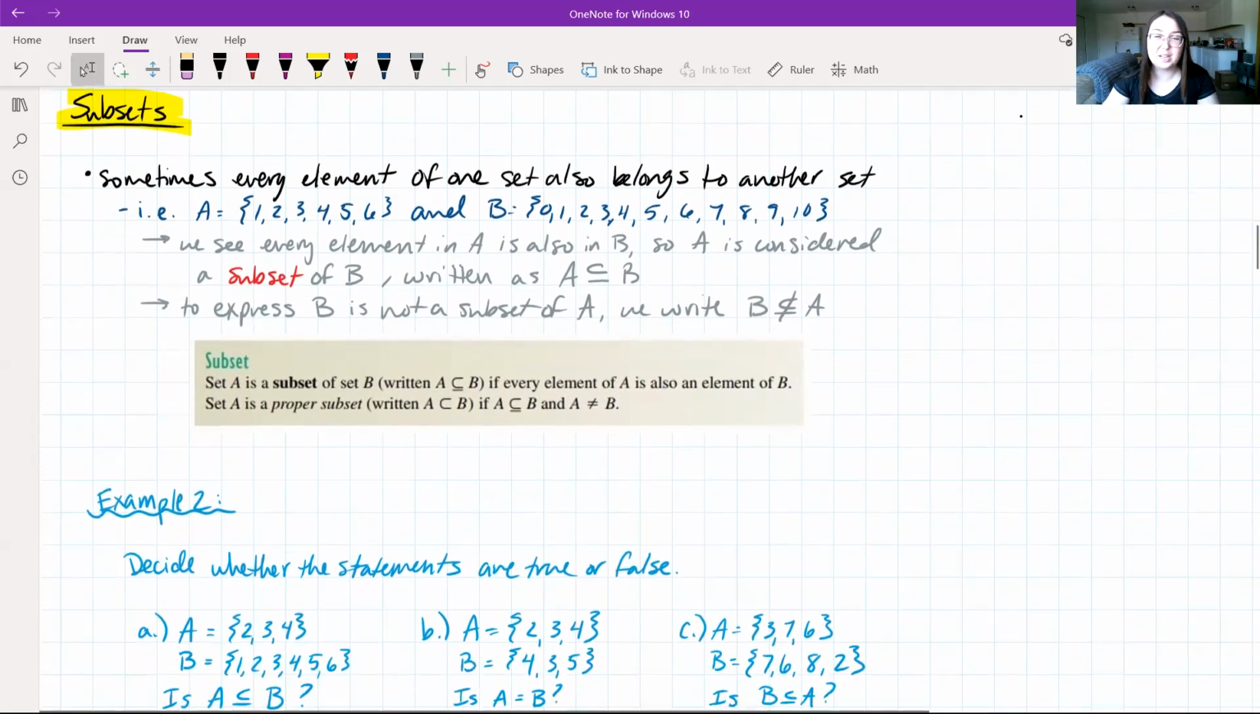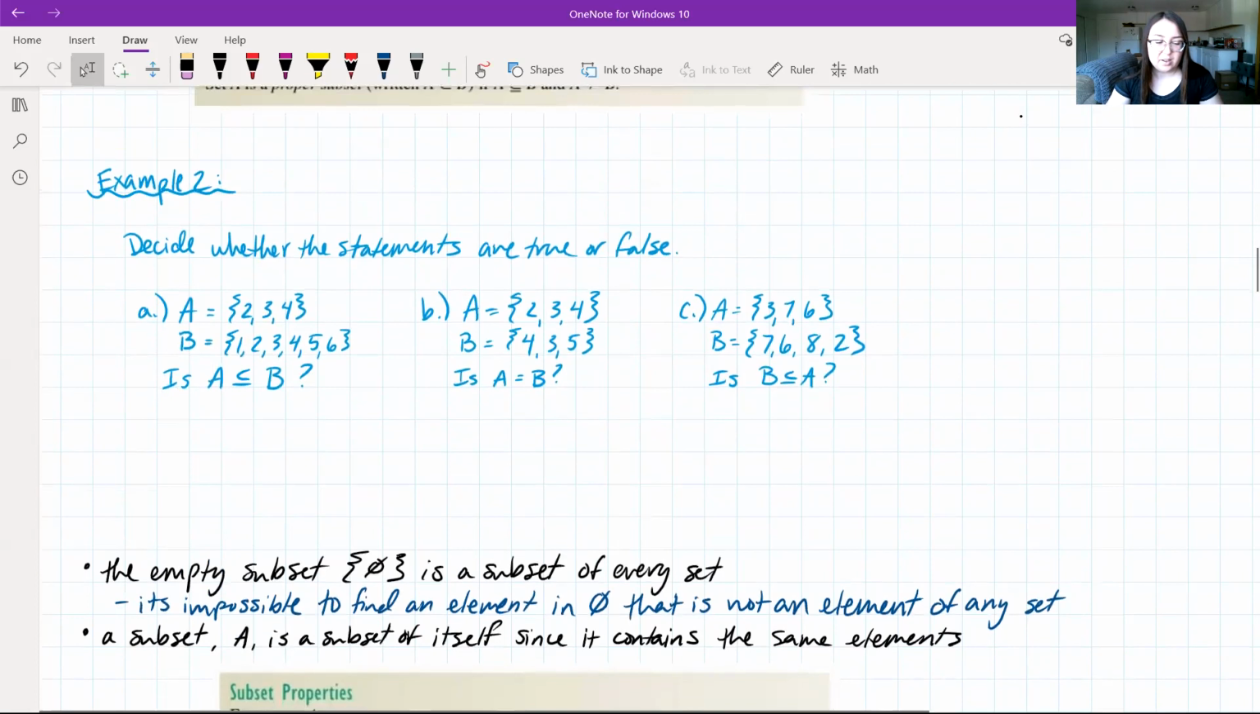All right, working a little bit with subsets here. For example 2, we want to decide whether the statements are true or false. So we have two sets in each one of these, and then a statement underneath that we want to check. For part A, our set A is equal to 2, 3, and 4. Now we have our set B, which is equal to 1, 2, 3, 4, 5, and 6.